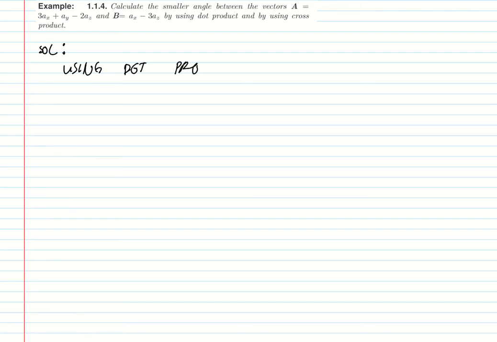Dot product. So remember our definition of a dot product. If you have two vectors, A and B, the definition of A dot B is equal to the magnitude of A multiplied by the magnitude of B, multiplied by the cosine of the angle between them, the smaller angle between them, which is what we want, this theta here. That's the unknown in the problem. Calculate the smaller angle between those two vectors.